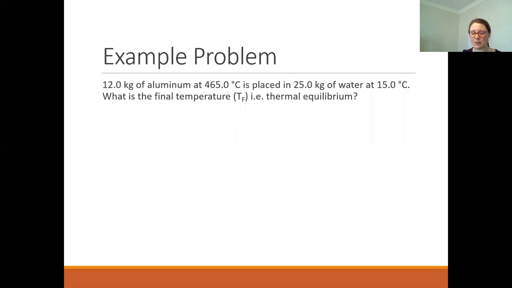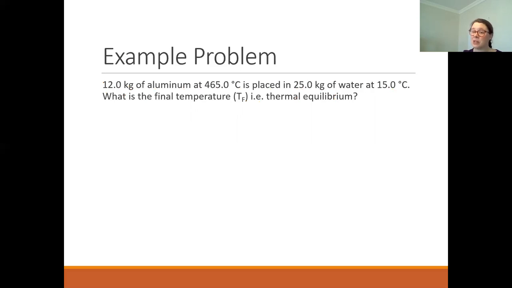So I'm going to do one example question with you just to show you how the questions work, and then a final review example, and that will have us finished off. So 12 kilograms of aluminum at 465 degrees Celsius are placed in 25 kilograms of water at 15 degrees Celsius. What's the final temperature at thermal equilibrium?